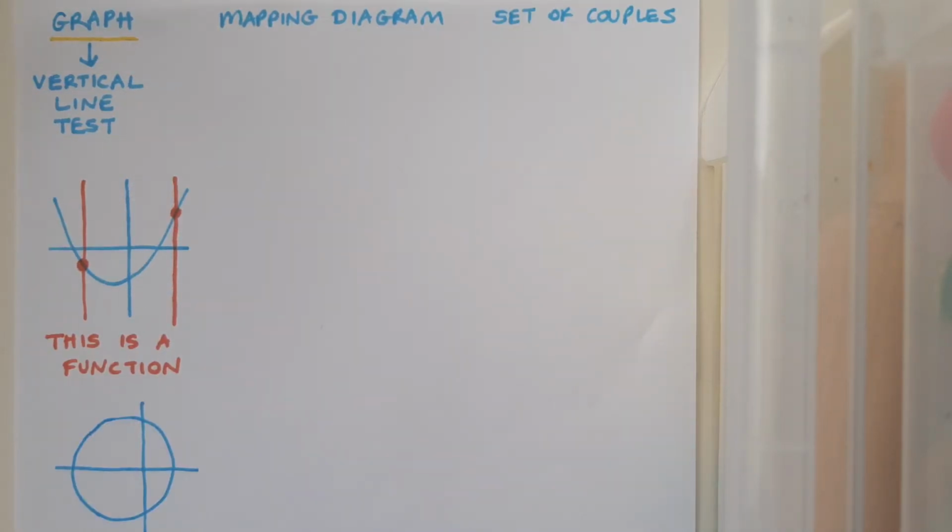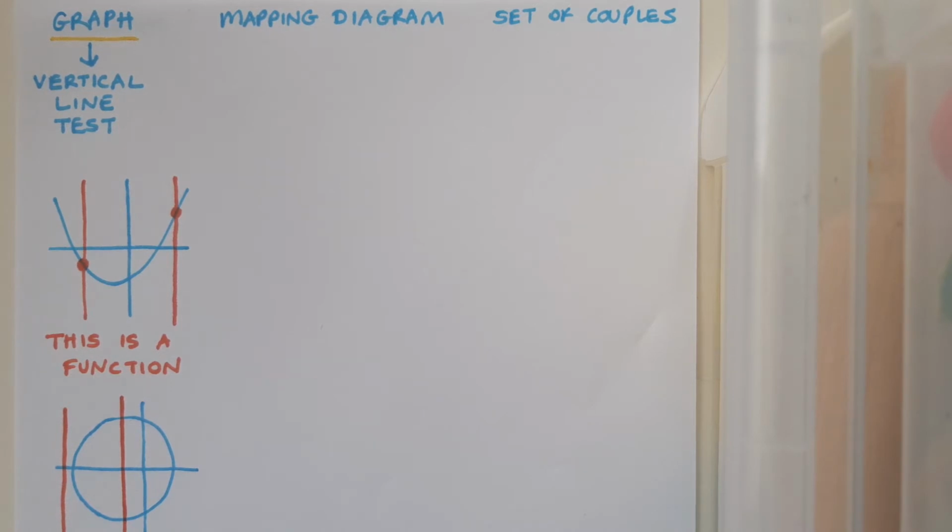Here's a second example. Again, to decide if this graph represents a function or not, I'll draw some vertical lines and see how often they meet the curve. I've drawn a vertical line here on the left. This vertical line doesn't meet the curve at all. This isn't a problem. This does not stop the curve or the graph from being a function.